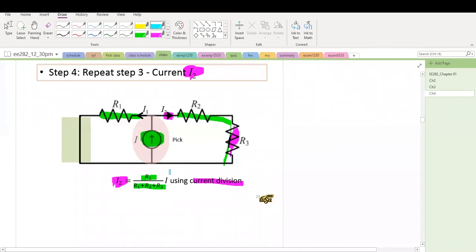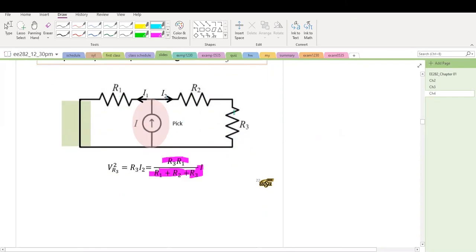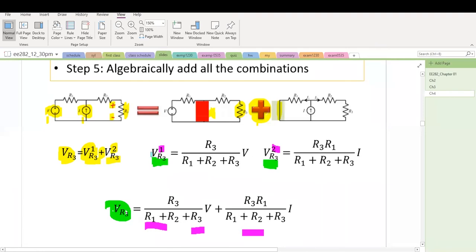Of course, we can also use current division to obtain the current flowing in the branch R2 and R3. Here it is marked as I2 in this circuit. So I2 equals a fraction of the total current I. And once you find I2, you multiply by the resistor to get VR3. So what's the final result?